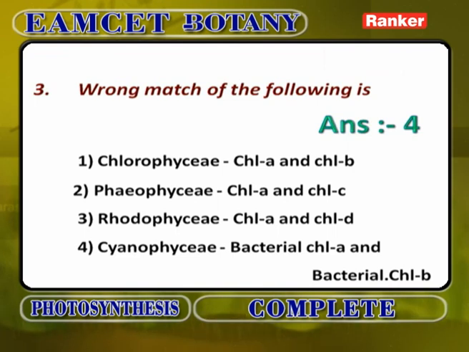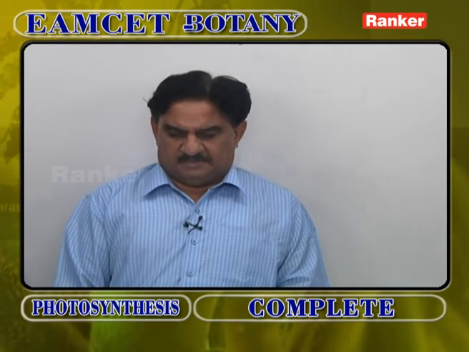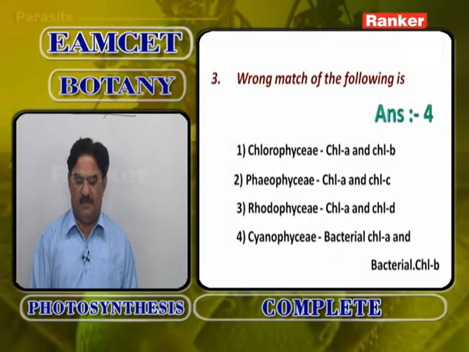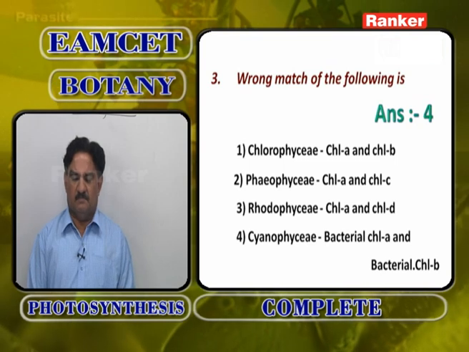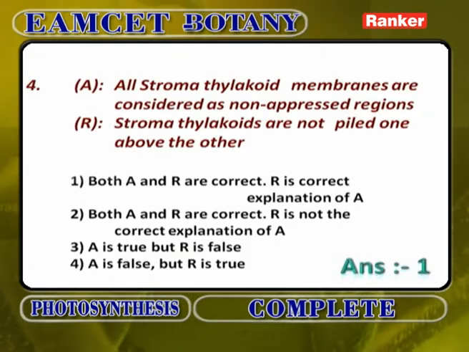Cyanophyceae contain bacterial chlorophyll A and bacterial chlorophyll B is wrong. Cyanophyceae contain chlorophyll A and chlorophyll B only. I don't say chlorophyll B, it is chlorophyll C. So, the fourth one is the wrong match of the following.